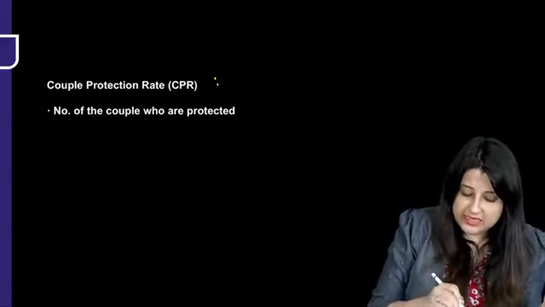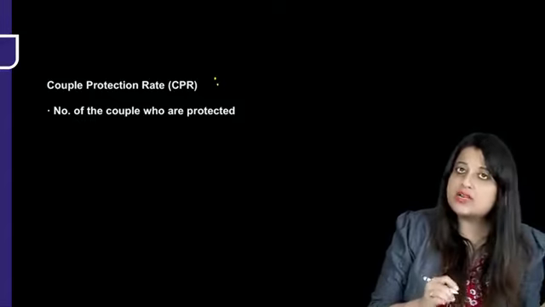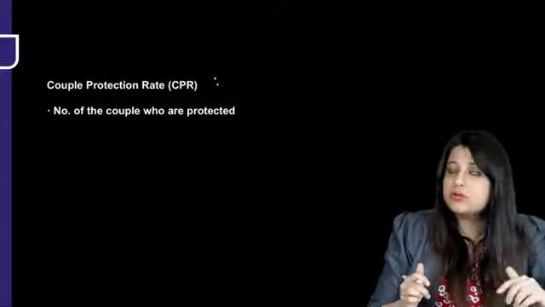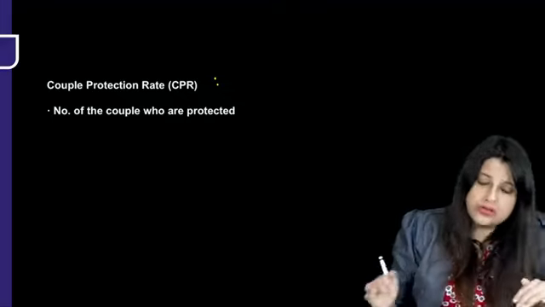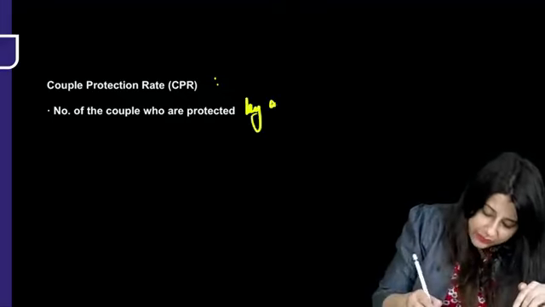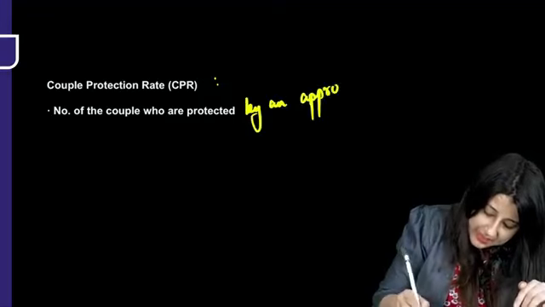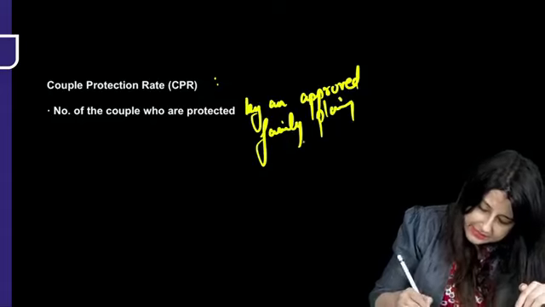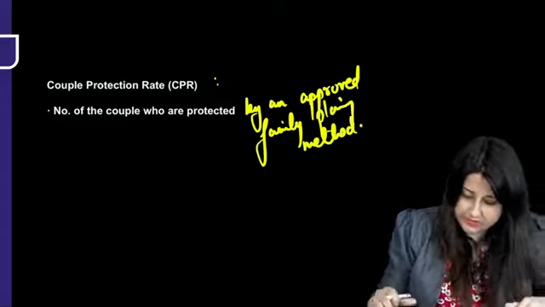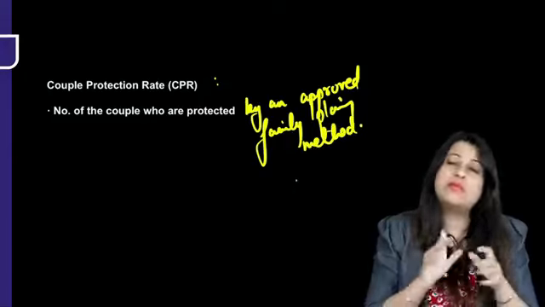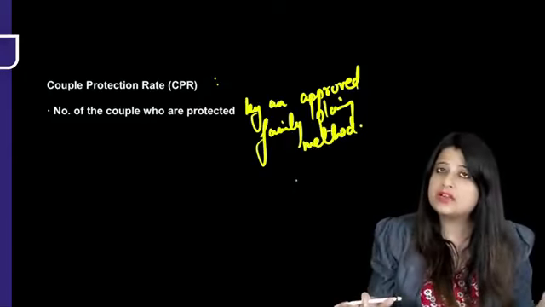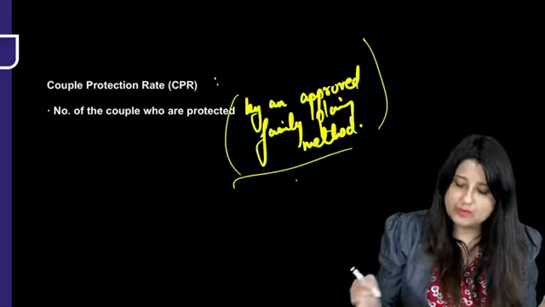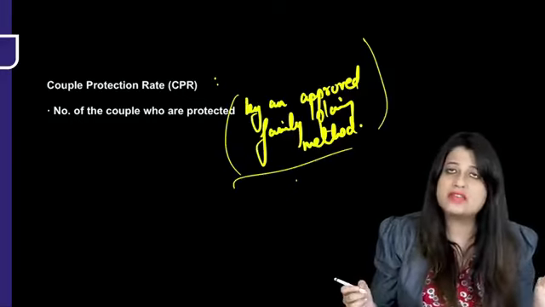Now there is a certain term known as couple protection rate. What is couple protection rate? It is nothing but the number of reproductive age couples who are protected by an approved family planning method. So what is couple protection rate? The number of couples currently in the reproductive age group who are protected by an approved family planning method. This is very, very important.